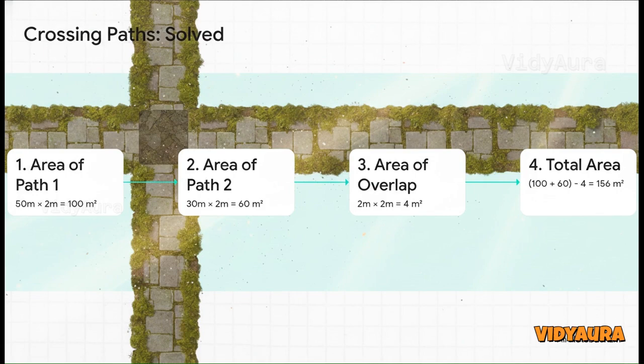First, we get the area of the path that runs the length of the park. That's 100 square meters. Then, we get the area of the path that runs across the width. That's 60 square meters. Now, for the most important part, the overlap. It's a 2 meter by 2 meter square, so its area is 4 square meters. So our final calculation is path 1 plus path 2 minus the overlap. That's 100 plus 60 minus 4, which gives us a total path area of 156 square meters.